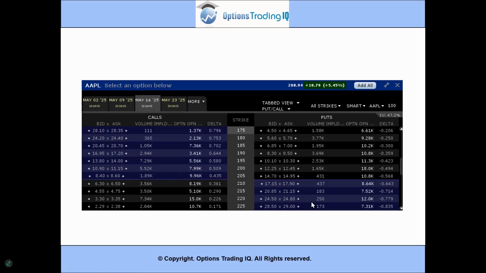Again, with the puts, it's the opposite. These deep in the money puts with high delta are going to be mostly intrinsic value and just a little bit of time premium. At the money options could be a mix, but mostly time premium. And then out of the money puts are going to be 100% time premium.